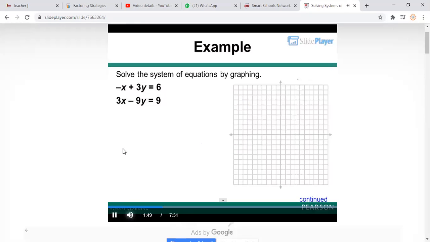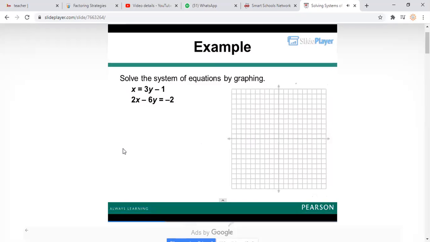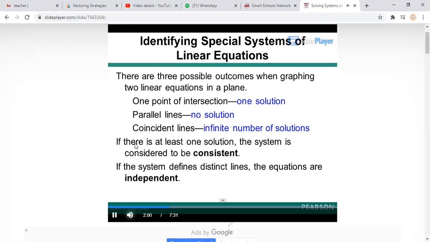Example: solve the system of equations by graphing. Identifying special systems of linear equations. There are three possible outcomes when graphing two linear equations in a plane. One point of intersection, one solution. Parallel lines, no solution. Coincident lines, infinite number of solutions. If there is at least one solution, the system is considered to be consistent. If the system defines distinct lines, the equations are independent.